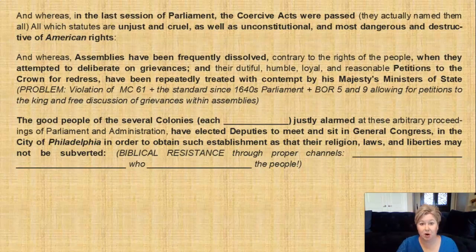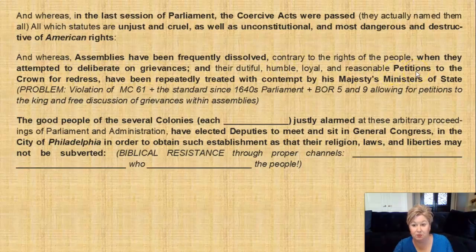Whereas in the last session of Parliament, the coercive acts were passed, and then they named them one by one. They said they're all unjust and cruel, and they're unconstitutional, and they're most dangerous and destructive of American rights. And whereas assemblies have been frequently dissolved. Remember that? Anytime we try to petition, we get dissolved. Well, that's contrary to the rights of the people. When they attempt to just deliberate on grievances, we're just trying to talk about some of the problems that we're experiencing. And we have dutiful, humble, loyal, and reasonable petitions to the Crown.